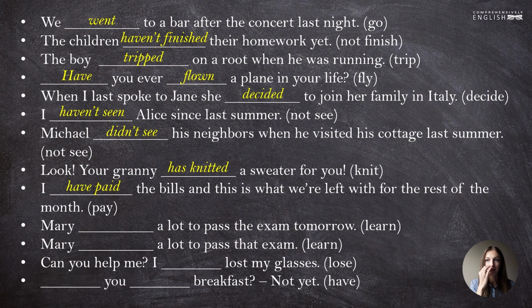The result is here. Mary has learned a lot to pass the exam tomorrow. The exam is still in the future, so the situation Mary is in, the result of her learning, is actual for her now, and it will impact her exam tomorrow. Mary learned a lot to pass that exam. That exam gives us a hint that we are talking about the past. She learned a lot and she passed the exam.